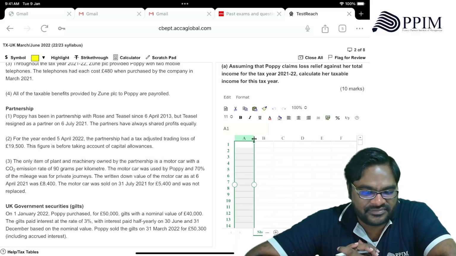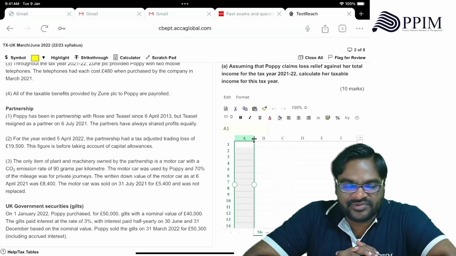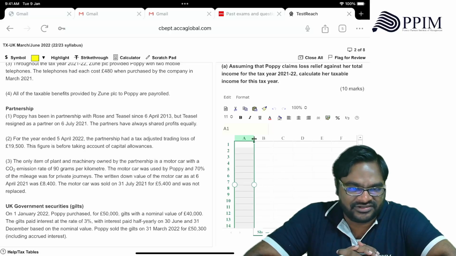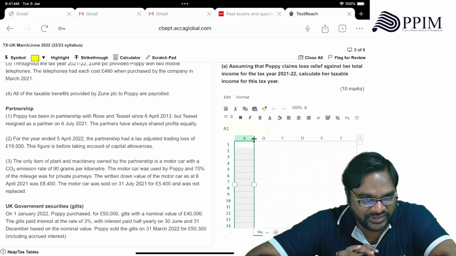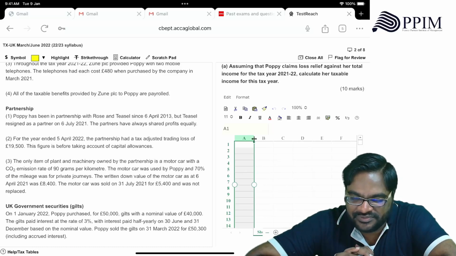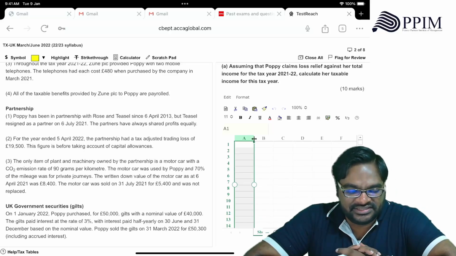Then partnership. Poppy has been in partnership with Rose and Teasel since 6th April 2013, but Teasel resigned as a partner on 6th July 2021. Okay. Partners have always shared the profits equally. That is also fine. For the year ended 5th April 2022, the partnership had a tax adjusted trading loss of 19,500. This is before taking account of the capital allowances.